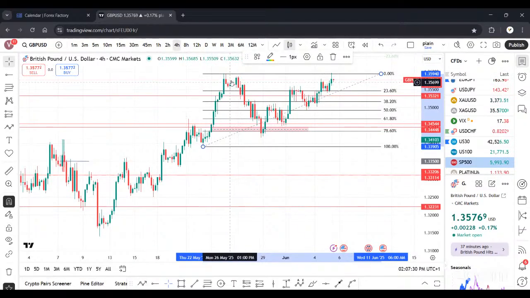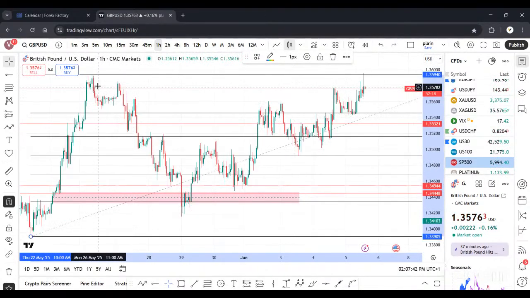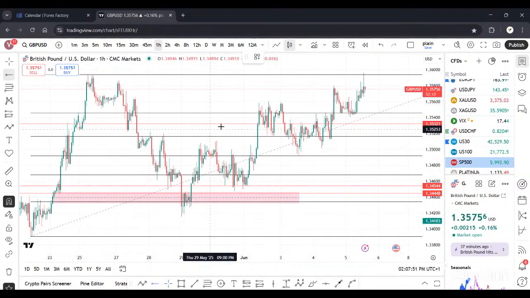Where do I think price is coming to? I think price wants to take out this very high at 1.35969 on the 4-hour time frame, and down to the 1-hour time frame. Pretty much price wants to target this very high right here. If we're looking out for entry signatures, this is quite choppy right here.